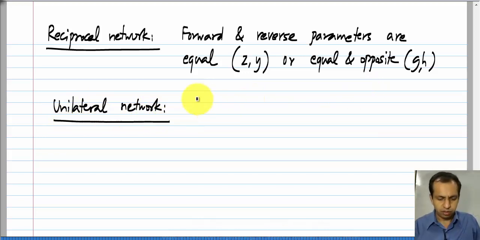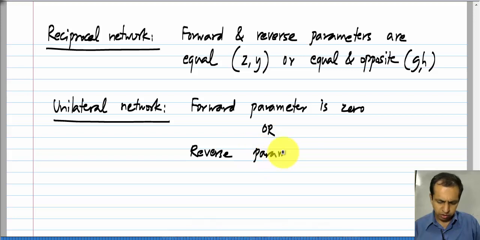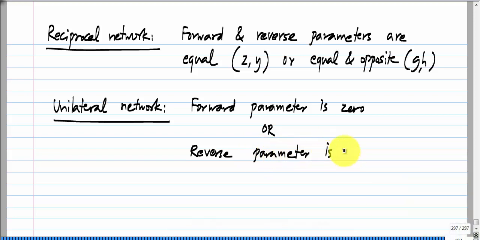this is when, let us say, either the forward parameter is 0. This means that there is a control from port 2 to port 1, but not from port 1 to port 2. Okay. Or the reverse parameter is 0, which means that there is control from port 1 to port 2 and not from port 2 to port 1.